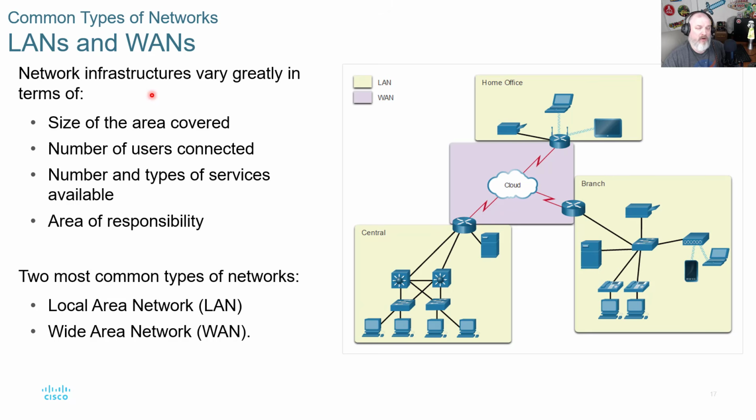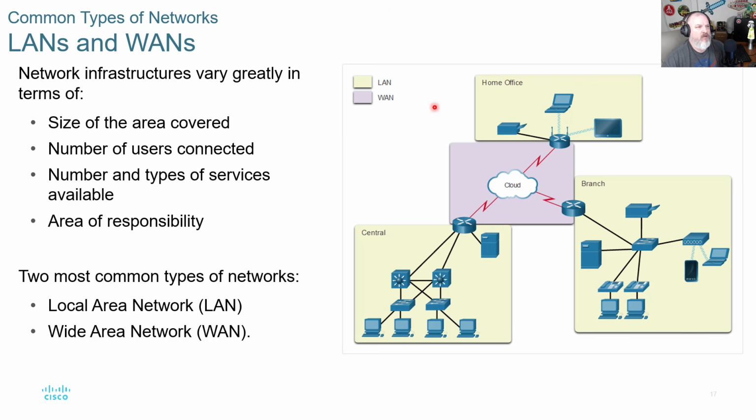You might want to look those up. They're not on these slides. They're not in this video other than me just talking about them. But you might want to look those up because it's good to know those as well. A LAN is a network infrastructure. They do vary greatly in the size of the area covered, the number of users connected, the number and types of services, and the area of responsibility. And then the 2 most common types are LAN and WAN.